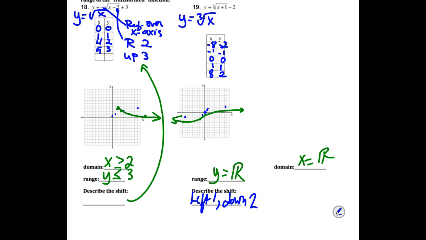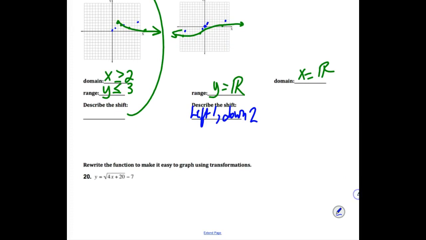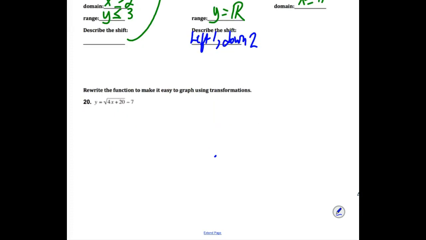All right. Any questions on the graphing part? All right. The last question here says, rewrite the function to make it easy to graph using transformations. What's our goal here? What are we trying to get it to be? We have a square root of x minus h plus k. That's kind of a generic transformation format.